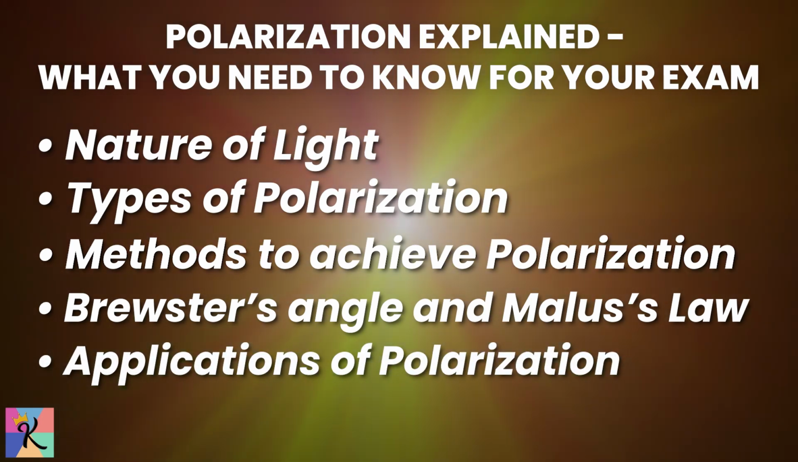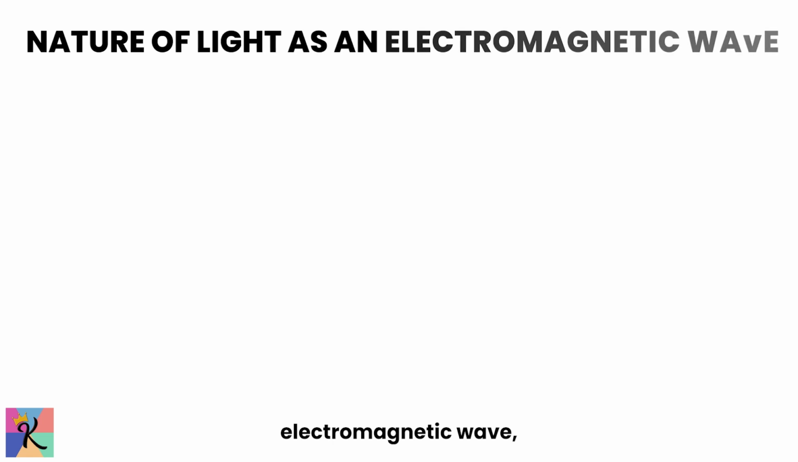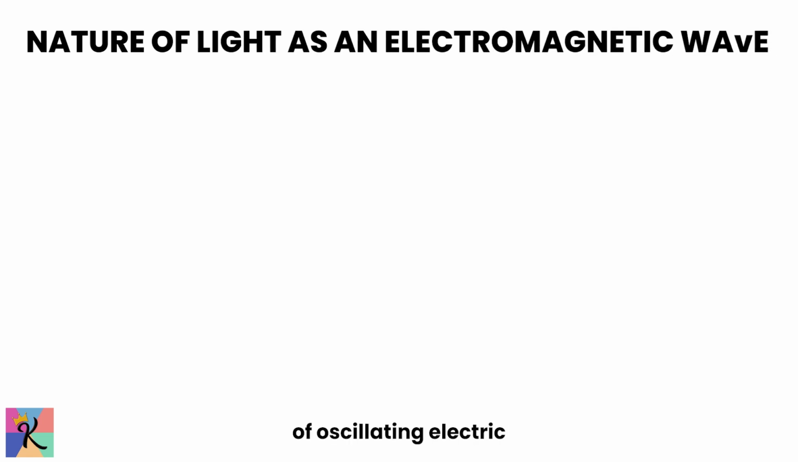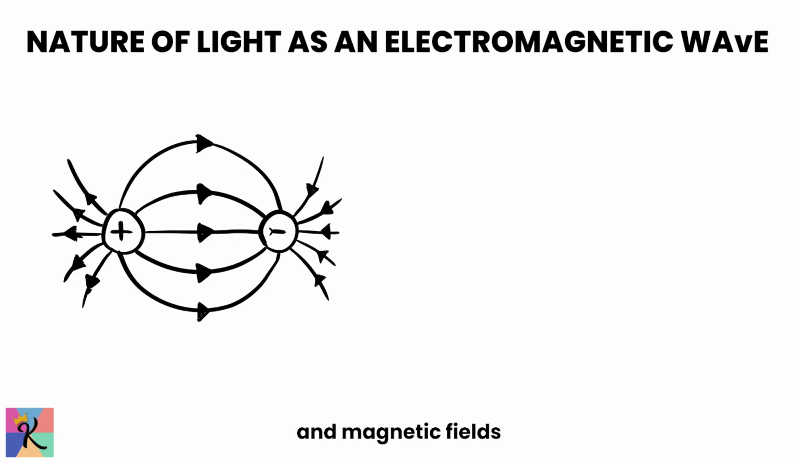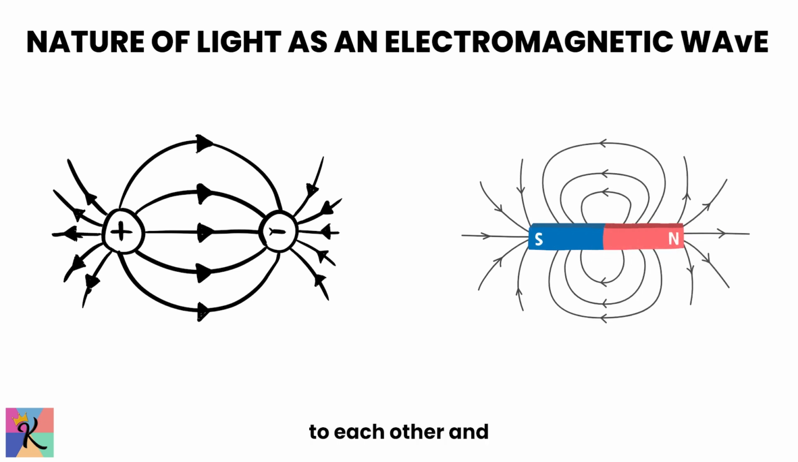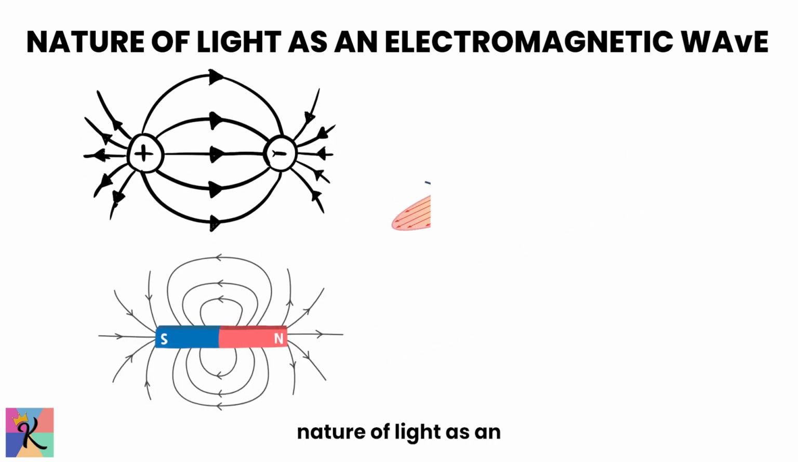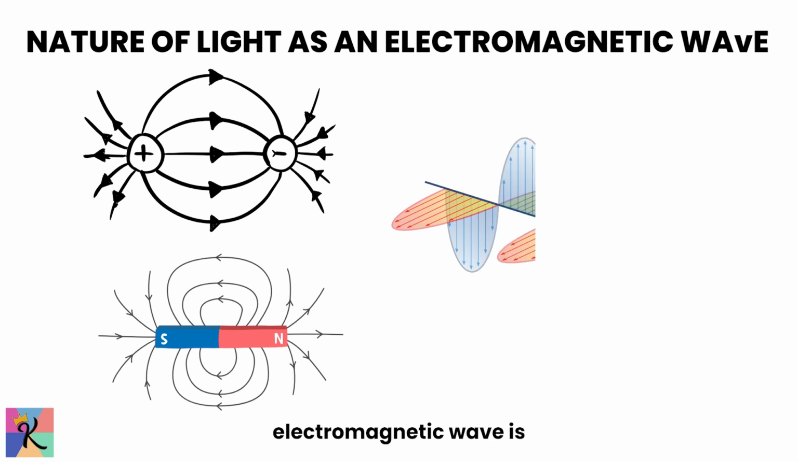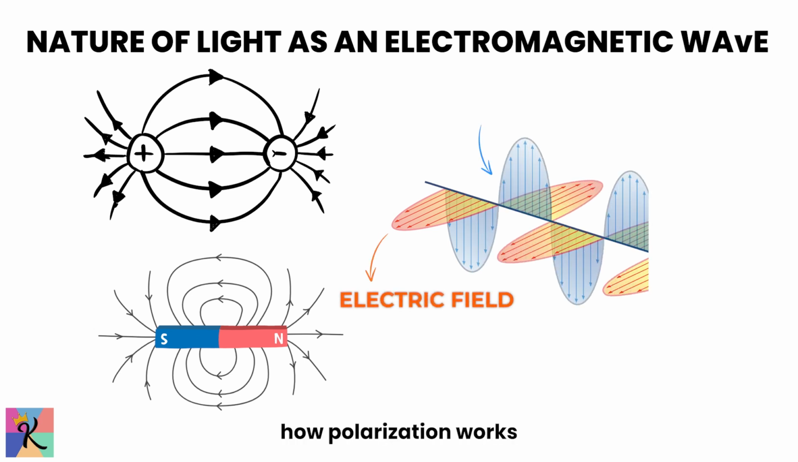So let's dive in. Light is an electromagnetic wave, which means it consists of oscillating electric and magnetic fields that are perpendicular to each other and to the direction of propagation. This makes light a transverse wave, where the oscillations occur perpendicular to the direction the wave is moving. Understanding the nature of light as an electromagnetic wave is fundamental to grasping how polarization works.